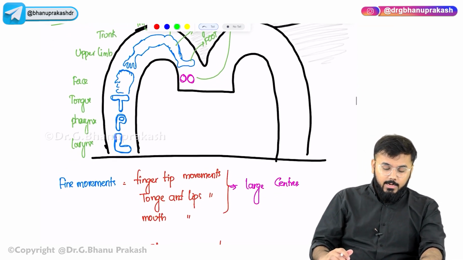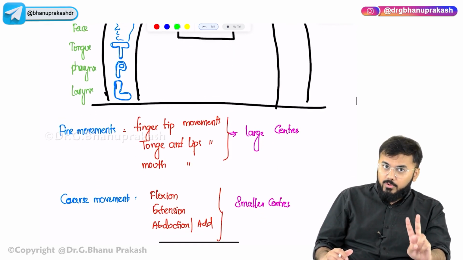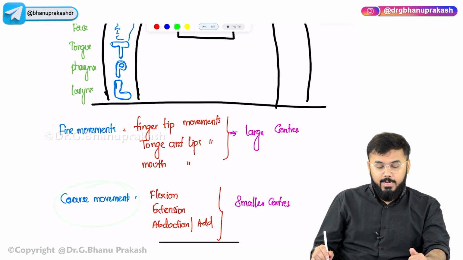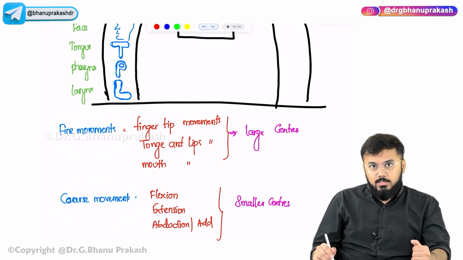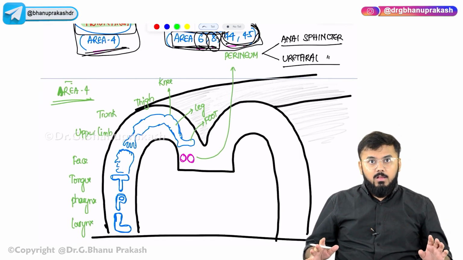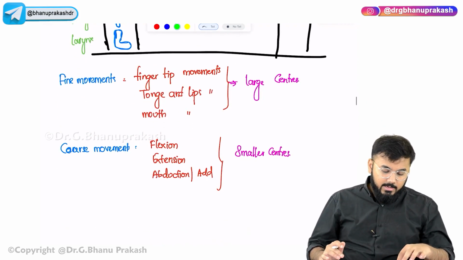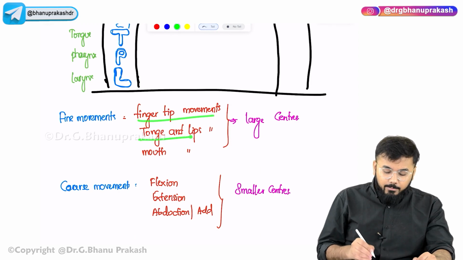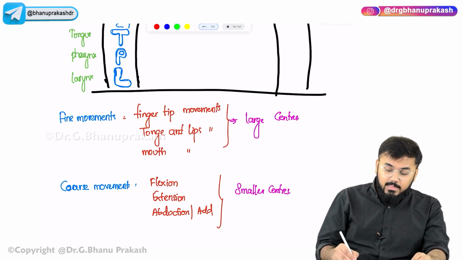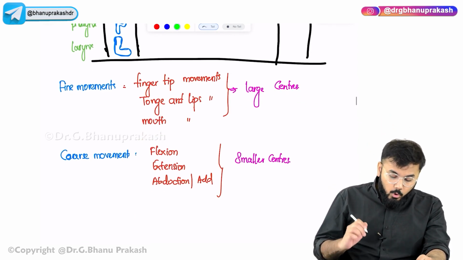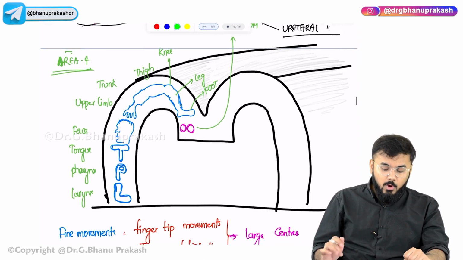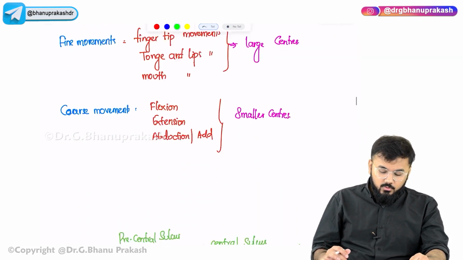So you need to see here that there are two different types of movements in your body. One is called as your fine movements, another one is called as your coarse movements, right? So wherever the fine movements are there, for them larger areas have been given. For coarse movements, smaller areas have been given. For example, fingertip movements, tongue and lip movements, mouth movements, all these are the fine movements. For that, the larger centers have been given. Coarse movements in the sense flexion, extension, abduction, for that smaller centers have been given. So this is what you need to know.